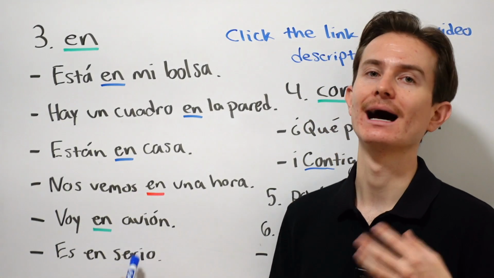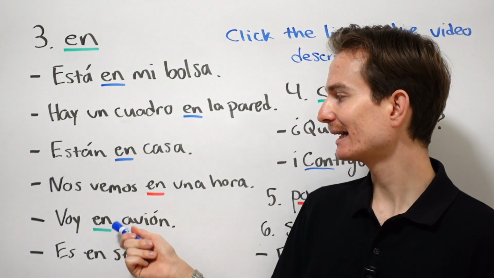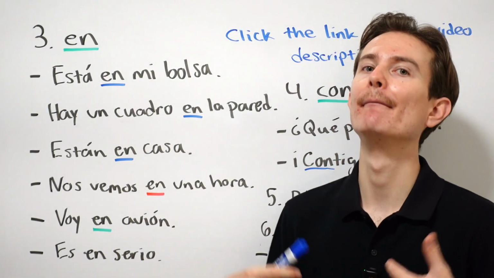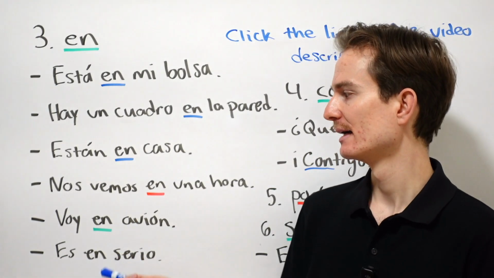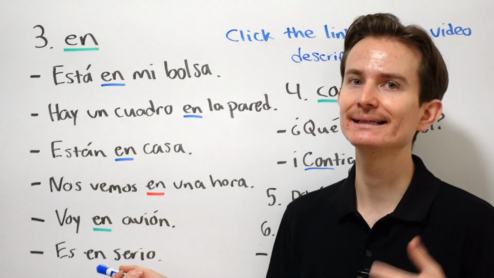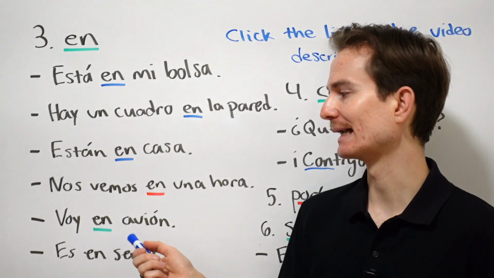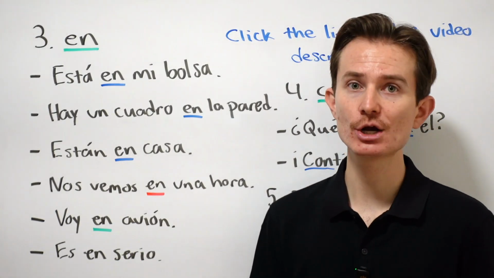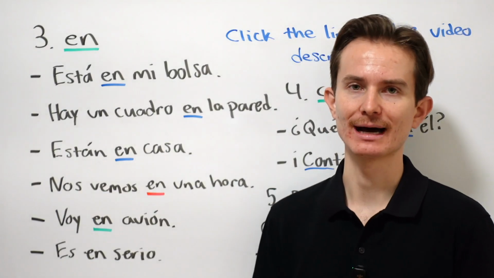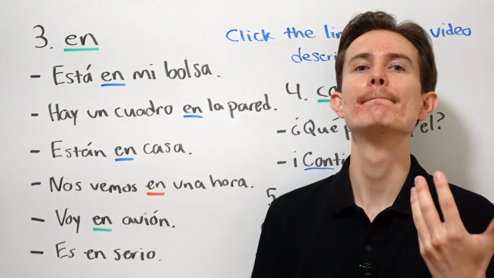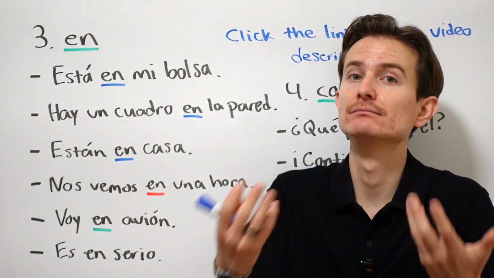Voy en avión. Okay, I am going in plane or I'm going by plane is how you could think of that. Okay, I'm going on a plane, in a plane, by plane. Voy en avión. ¿Cómo vas a México? Voy en avión. I'm going in plane. You could also say voy por avión. I am going by plane.